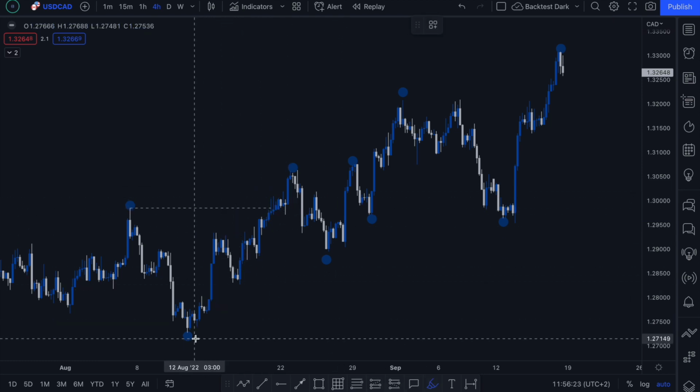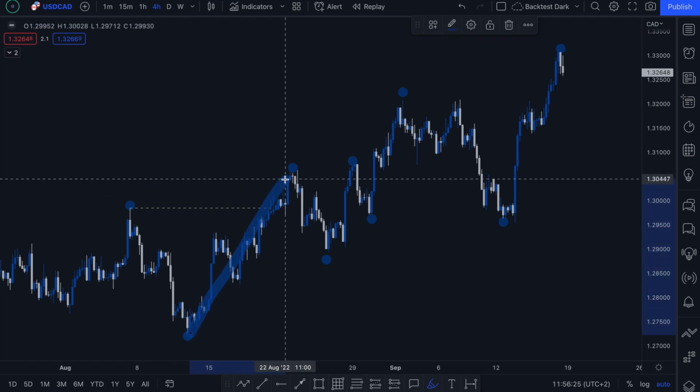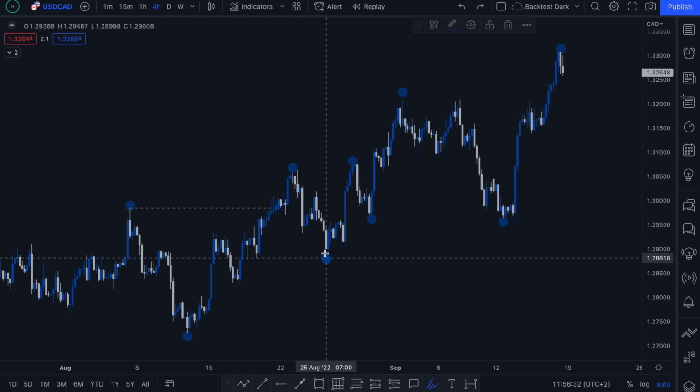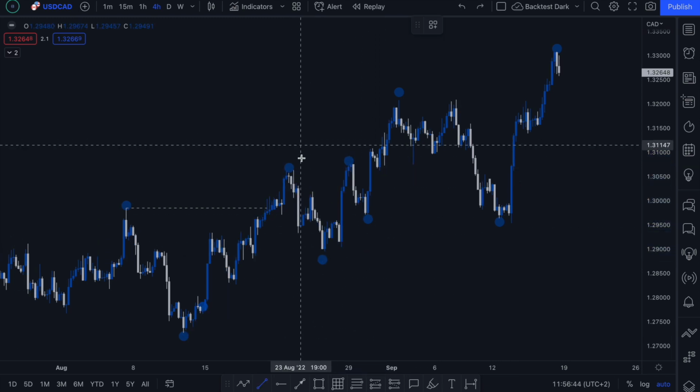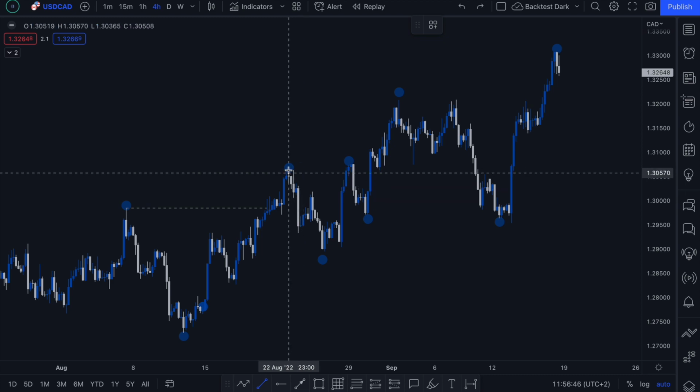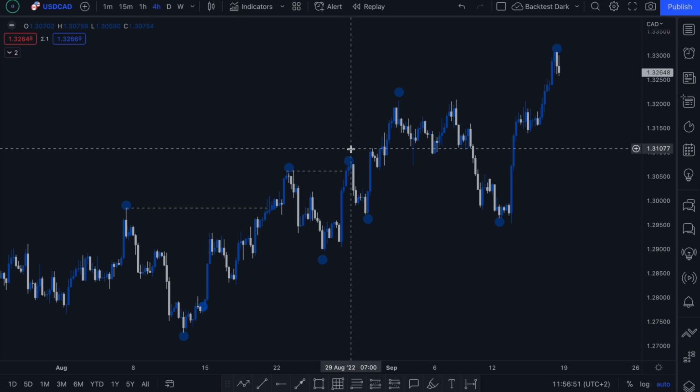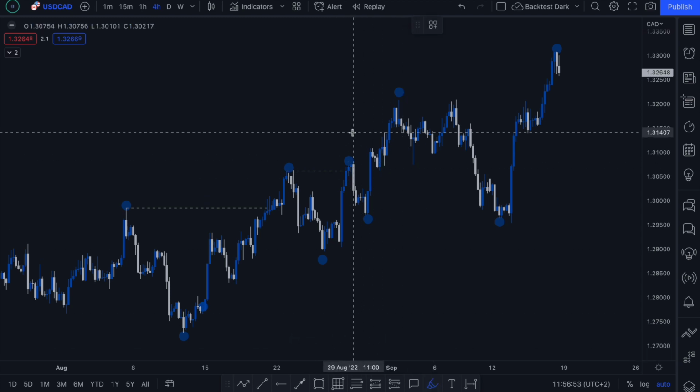How do we know it's a valid break of structure? Well, because that break of structure led to the formation of a new external structure swing point. Okay, then we have a pullback, then price action rallies again. It rallies to another swing point, and we can mark this one out as our second break of structure to the upside. How do we know that that is a valid break of structure to the upside?